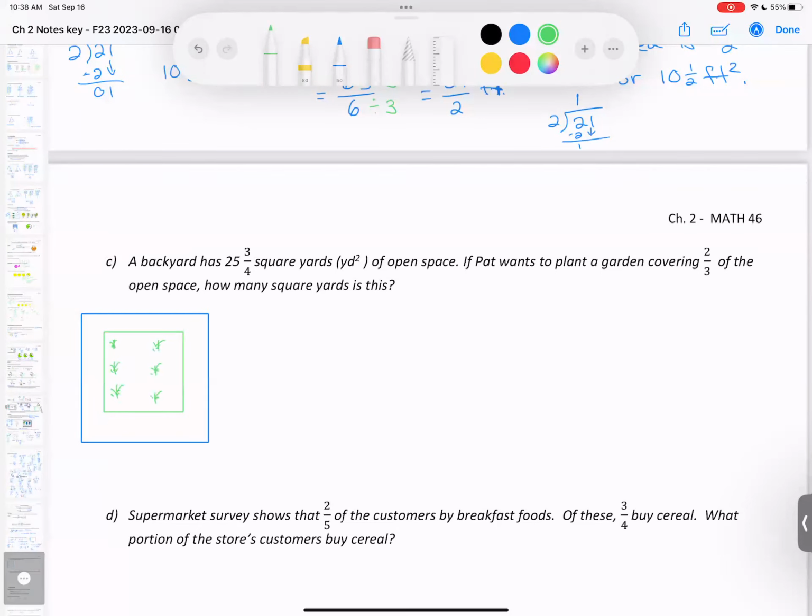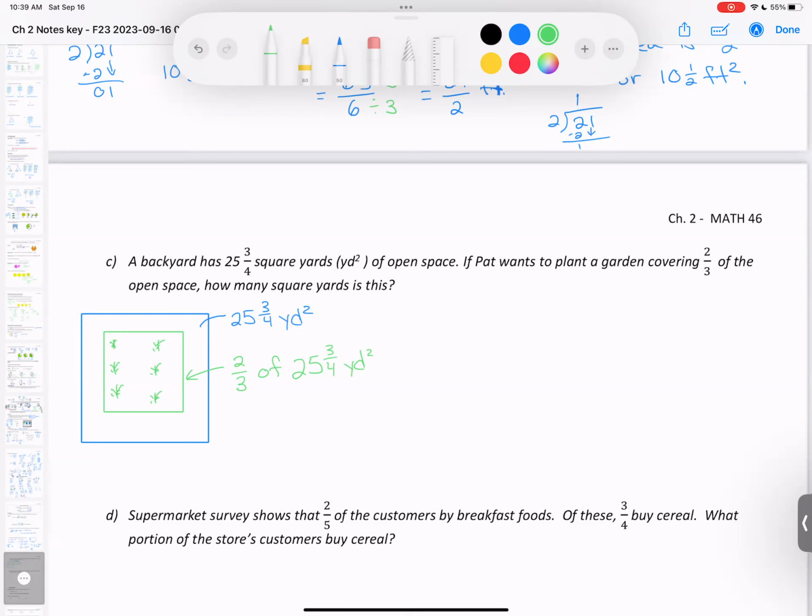Oh yes, very nice. Okay, so the entire area of what's enclosed by that blue square is 25 3/4 square yards. This green area is 2/3 of that 25 3/4 square yards. So if it was half of the area, we would take that 25 3/4 and divide it by 2, or in other words, we would multiply it by half. That's what we're going to do here.